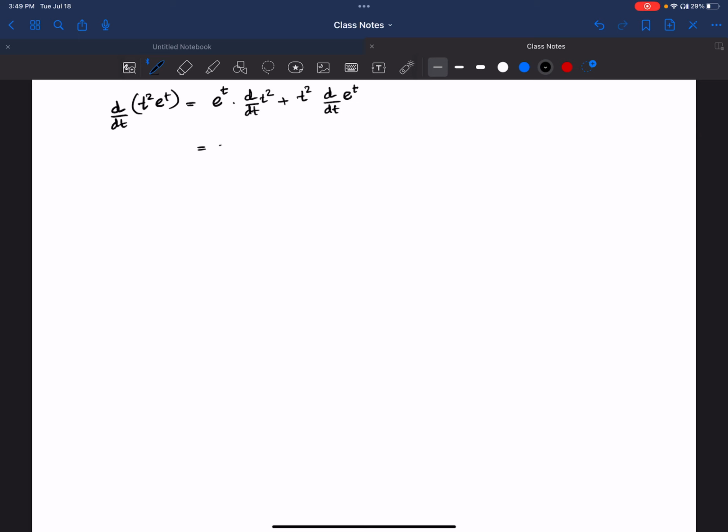So we have e to the power t times 2t plus t squared e to the power t. You can take e to the power t out, and t also out, one of the t's, it's a common factor. So basically you can take t times e to the power t, then here it's 2 plus t. So that's your derivative of that function.